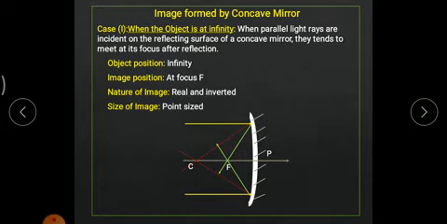So what does the first rule say? Whenever the object is at infinity, we have to consider two parallel rays. This one was the first one, this one was the second one. The reflected light ray would pass through the focus, so the image would be obtained over here. The image is real and inverted, and it is a point size image over here.